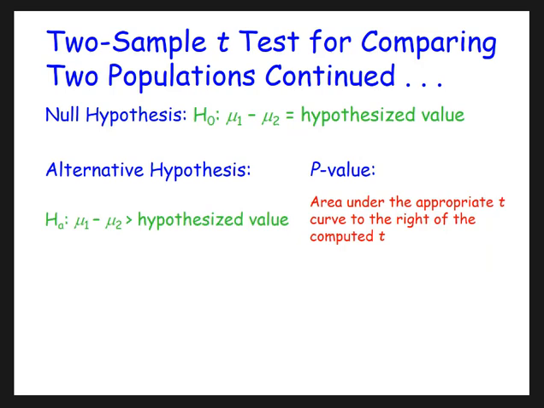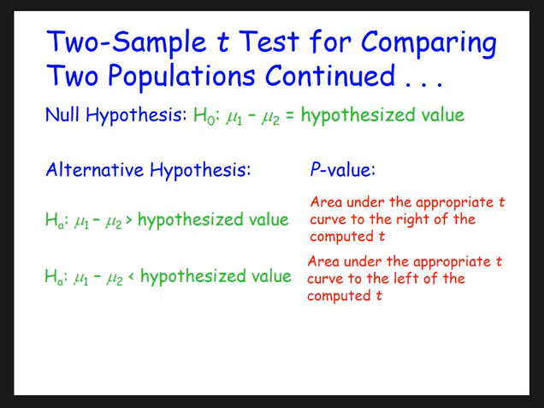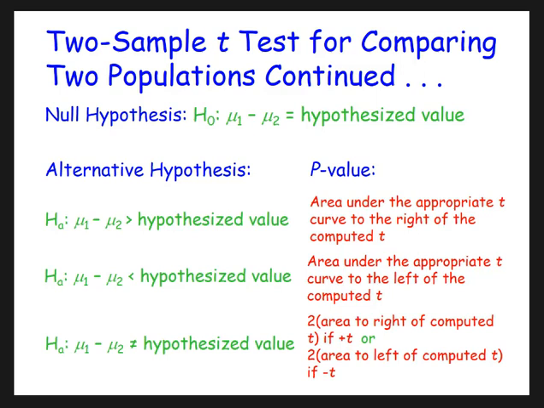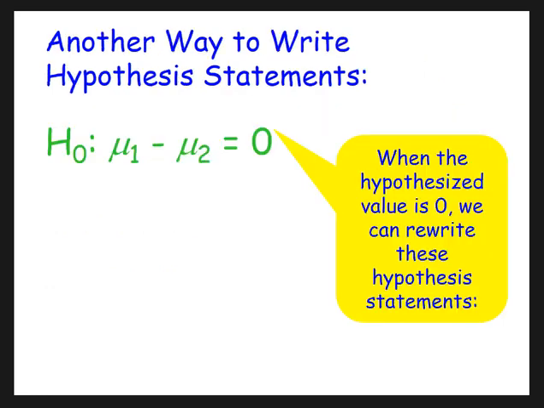So let's do a two-sample t-test for comparing two populations. Our null hypothesis is that the difference of the means is a hypothesized value. The alternative is that the difference of the means is larger than the hypothesized value, or the difference of the means is smaller. This would be the left-tailed test. Or simply that the difference of the means is not equal to it. So this would be a two-tailed test.